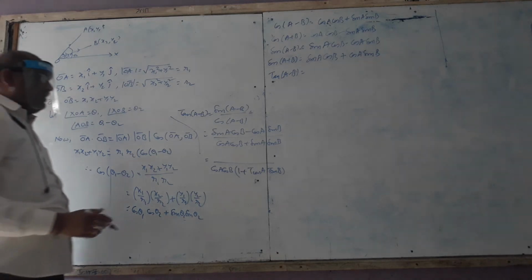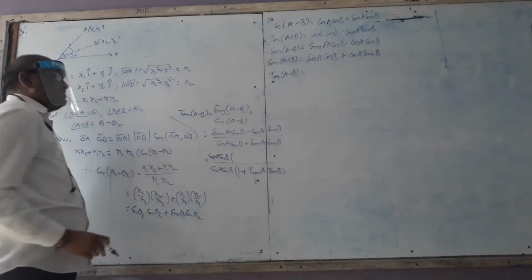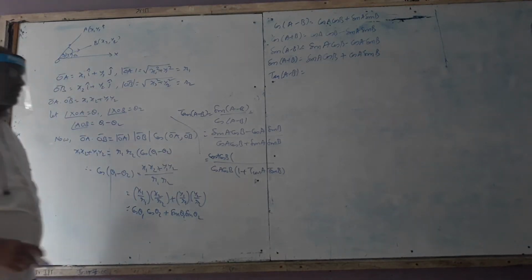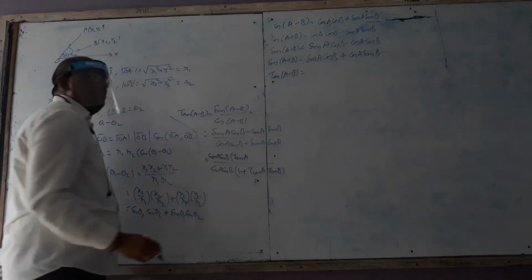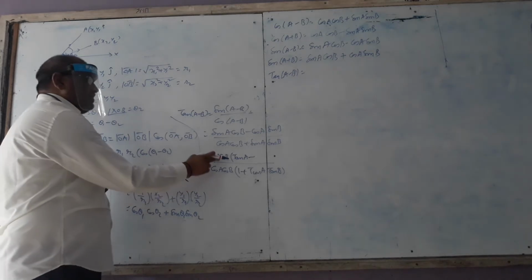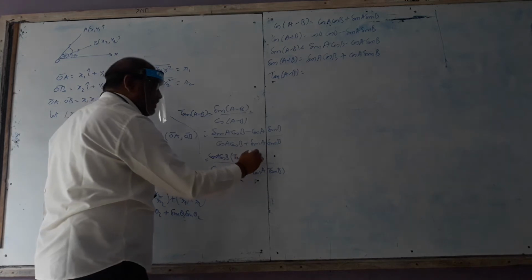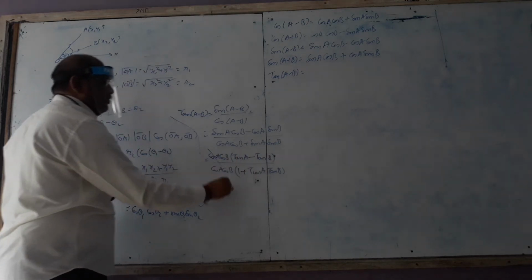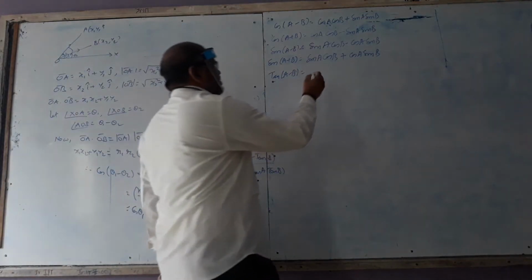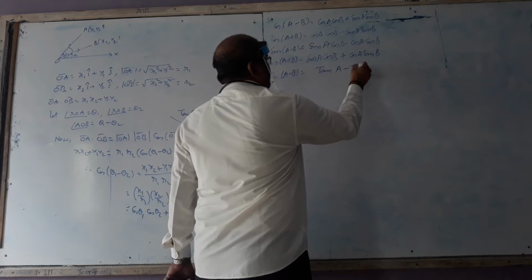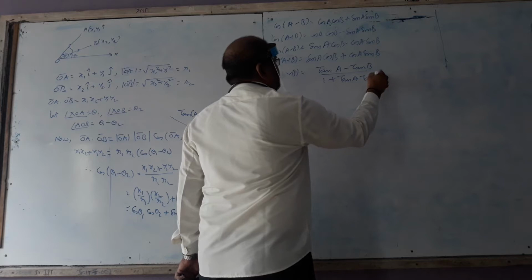In the numerator also take the same cos A cos B common. Cos B is already taken, cos A is not there, so divide. Sin A by cos A becomes tan A, minus. We are taking cos A cos B outside. Cos A is taken outside, cos B is not there, so sin B by cos B becomes tan B. Cos A cos B cancel. So this is tan A minus tan B by 1 plus tan A tan B.